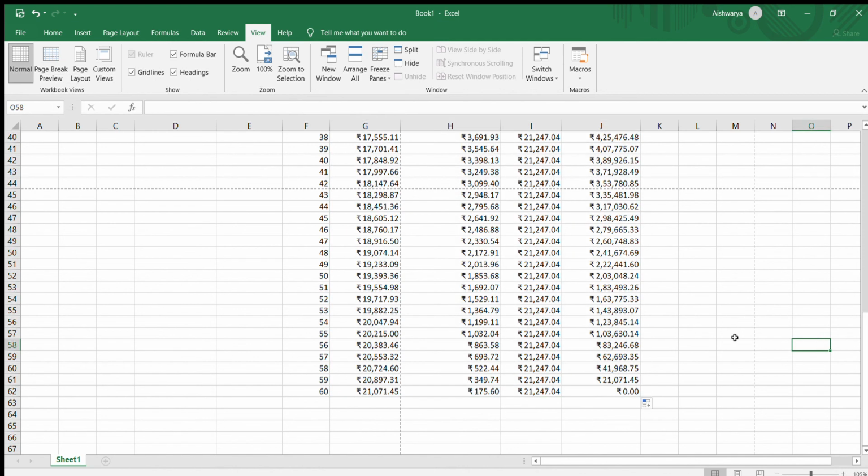To check this amortization table, we can see the last column always comes to zero, so the amortization table is correct.